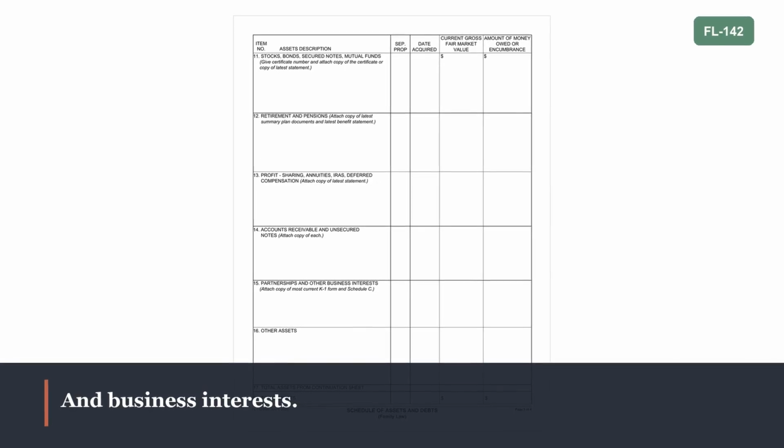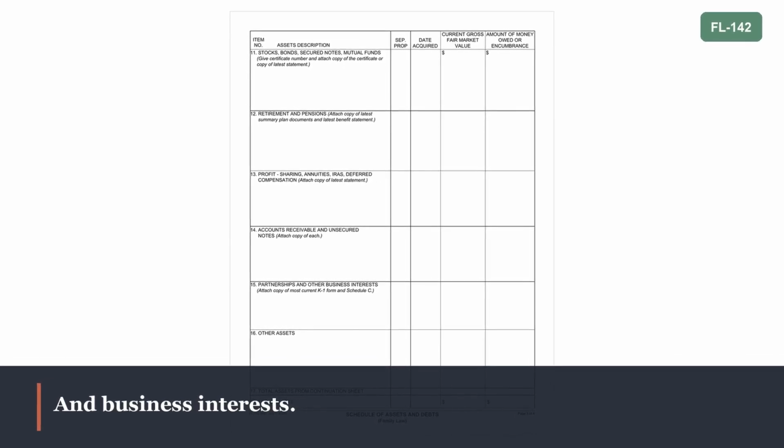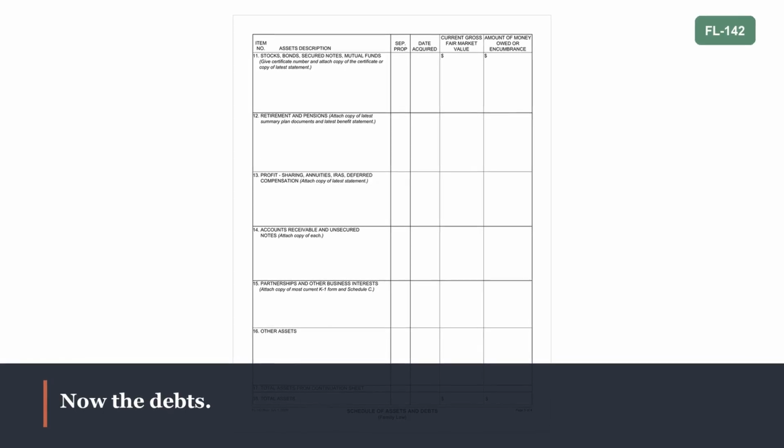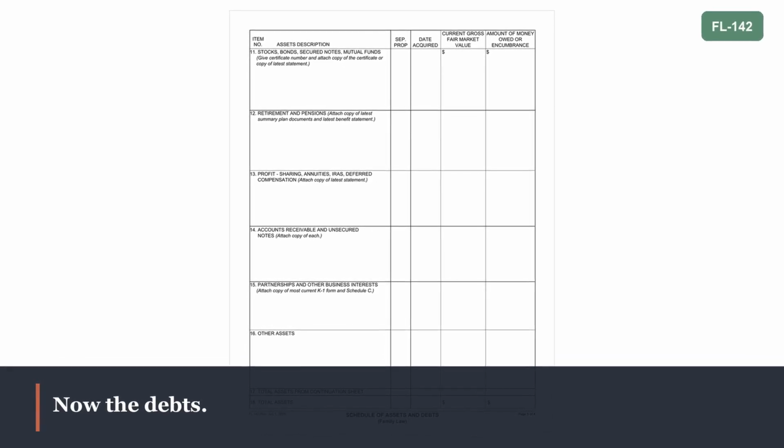And business interests. If you or your spouse own all or part of a business, list it as an asset, along with your estimate of its value. Business valuations can get complex, so this is an area where professional help is often worth the cost. Now the debts. They get the same detailed treatment as assets.